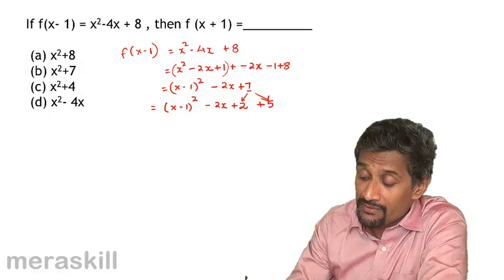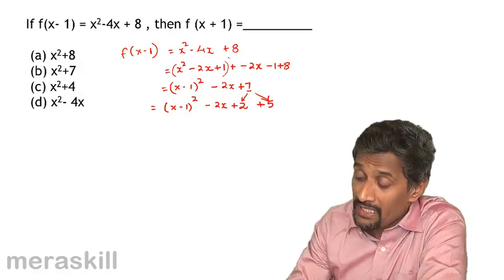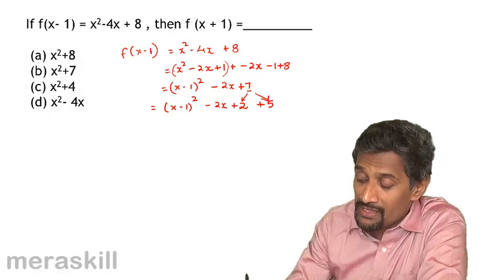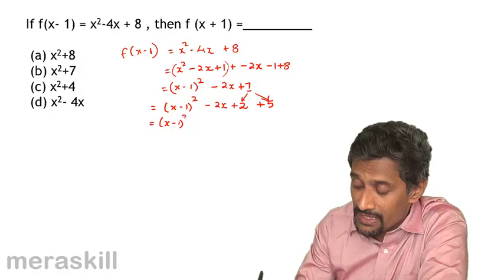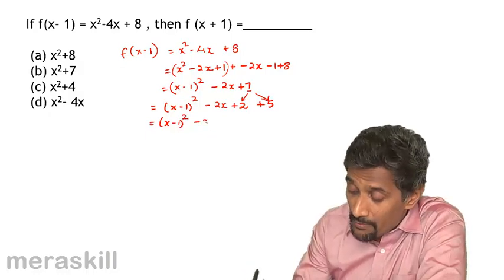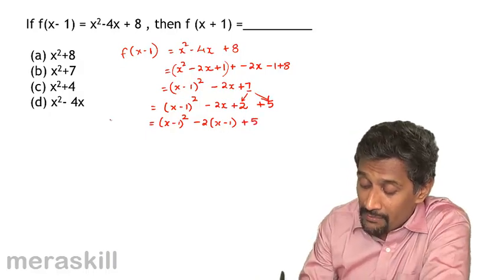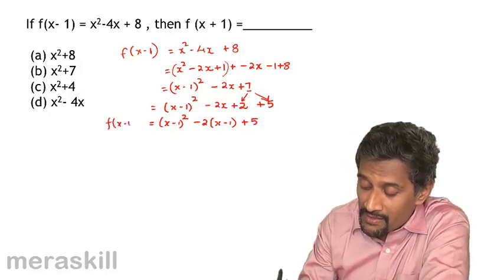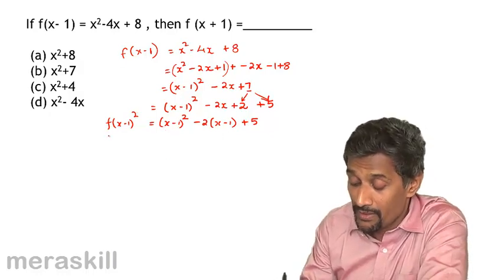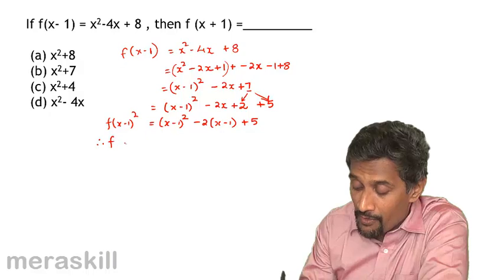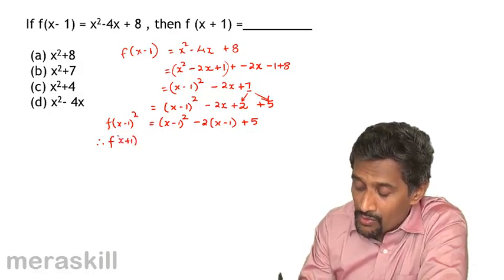What have we done here? We are splitting up 2x as 2x and minus 2x, and then added 1 and minus 1, so that this becomes x minus 1 the whole square. Now let's see what we have over here. This becomes x minus 1 the whole square minus 2 into x minus 1 plus 5. That means f of x minus 1 is expressed in terms of x minus 1 the whole square. Therefore, f of x plus 1 would be what?